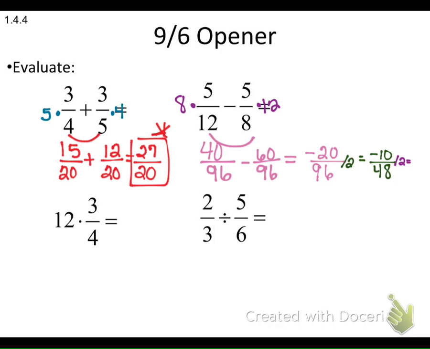So I'm going to take negative 10 divided by 2. What do I get? Negative 5. And then I'm going to take 48 divided by 2. What do I get? 24. Okay? So again, I'm going to ask myself, are these both negative, or are these both positive numbers?